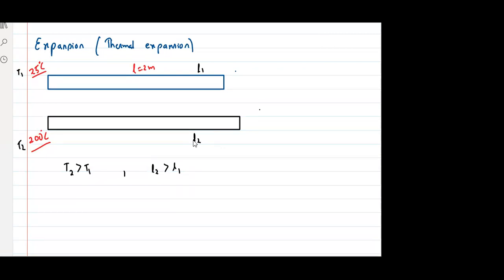Okay. L2 will be longer than L1. Now the hotter it gets, suppose I take temperature T3 at 350 degrees centigrade, the length will become L3. So what can I say?